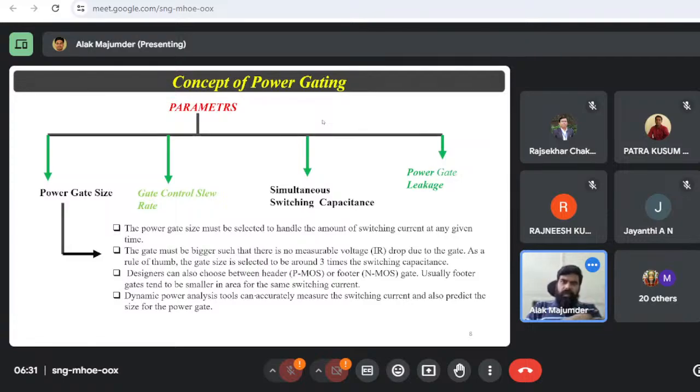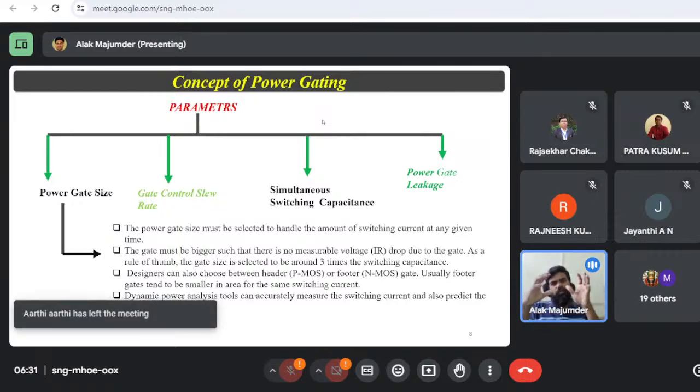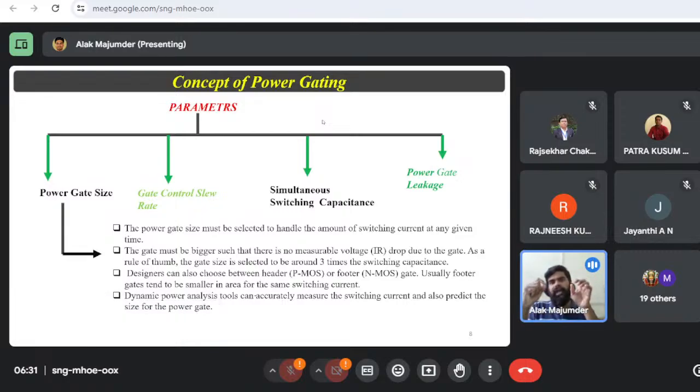Now, when we are doing this design of power gating, quite a few things we basically need to take care of. One is power gate size. Power gate means that PMOS or NMOS, the third party element which we will incorporate. As I mentioned, that gate size has to be very carefully chosen, because that PMOS or NMOS should be able to draw that much current which is drawn by the internal circuit. So choosing the gate size is very, very important.